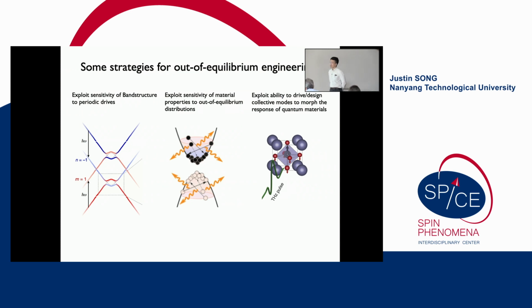One other thing that we heard a lot about was exploiting the sensitivity of material responses to the out of equilibrium distribution function. For instance, yesterday we heard from Claudia about injection currents and photocurrents. This is a way of looking at responses, such as current, that are sensitive to the out of equilibrium distribution function. So if you can morph what the out of equilibrium distribution function looks like, we should get some interesting responses.